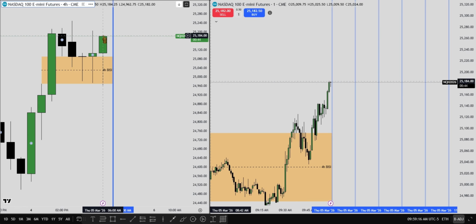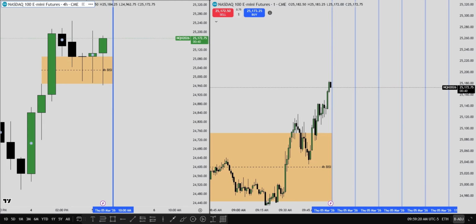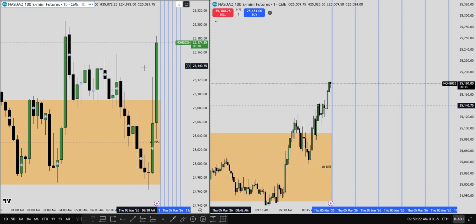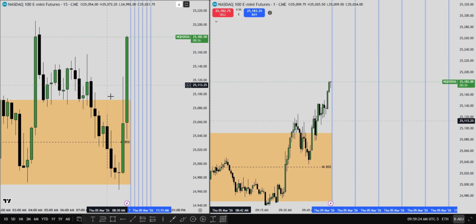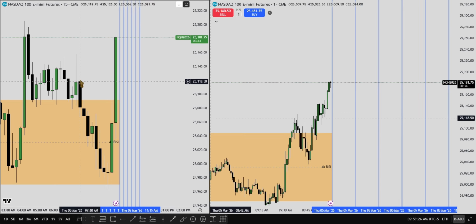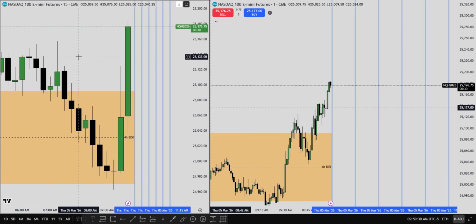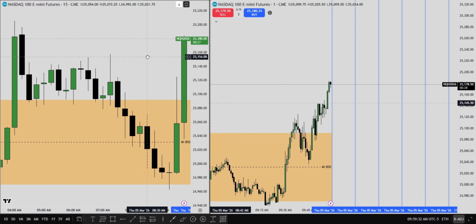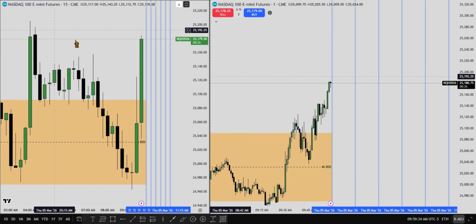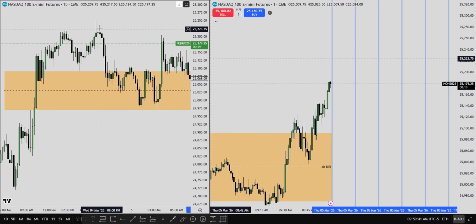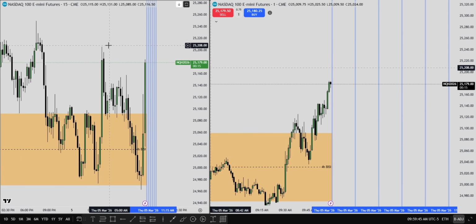But if we continue to close up here, which it looks like we're going to, then on the 15-minute I want to see a discount array, which could be a BISI, it could be this wick, could be something in here. We'll see what it's doing around 10:15. But this first, and then this, which is 250.